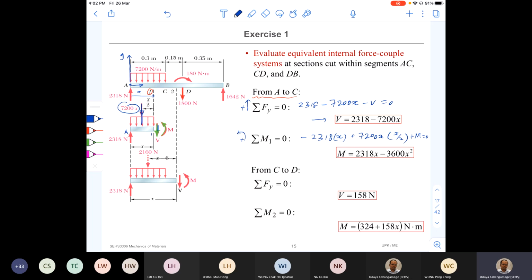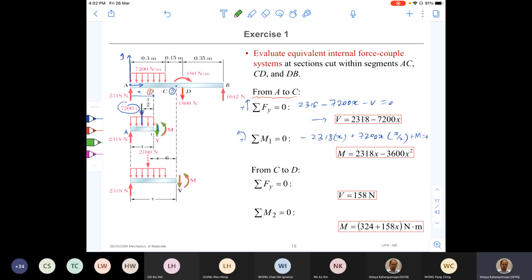Okay, so now we got two equations that define the variation of shear force and bending moment between A and C. And these two equations are not valid between C and D. Therefore, we need to generate two other equations for the C to D portion of the beam. For that, what we do, we cut the beam at any point between C and D. So I mark that point as 2 and draw the free body diagram below here. There, again, you can see all the external forces are marked first, and then we need to mark our internal shear force and internal bending moment.